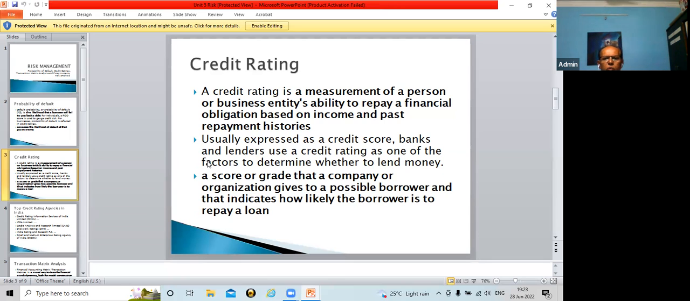And if your credit score is higher, then the new financial institution will not hesitate to sanction a loan to such an organization. So definitely they will sanction a loan to this kind of organization.